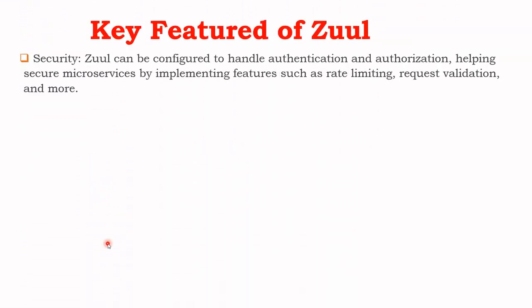Okay, key features of Zuul. We are trying to understand what the key features are. This is the same slide we discussed before, with added features of Zuul. Security: we can use Zuul for security purposes. Zuul can be configured to handle authentication and authorization, helping secure microservices by implementing features such as rate limiting, request validation, and more. So for all these purposes, you can use Zuul.